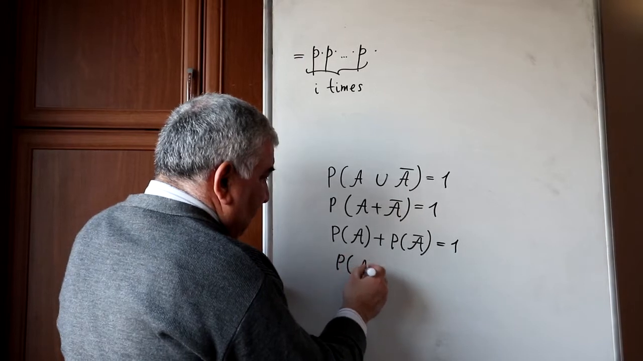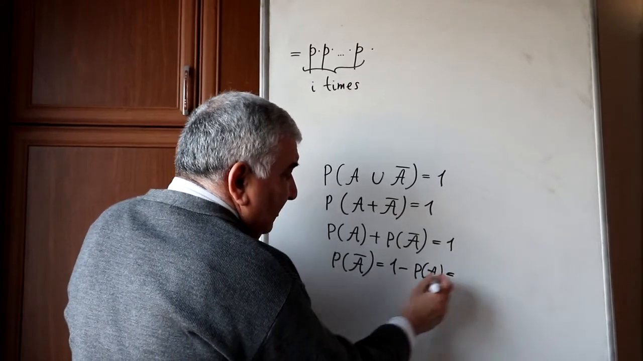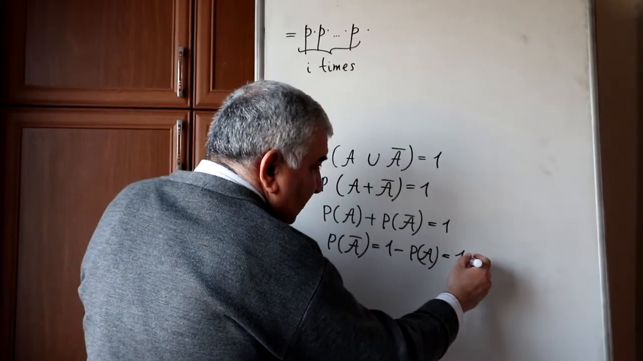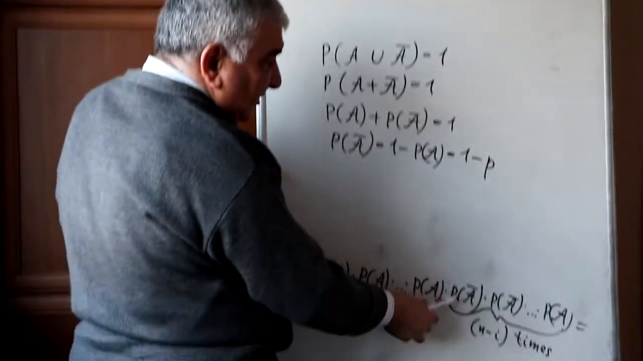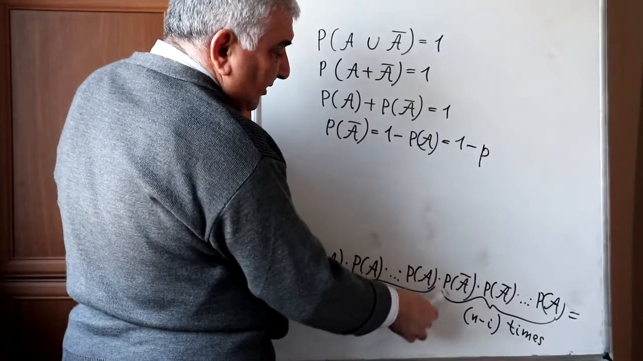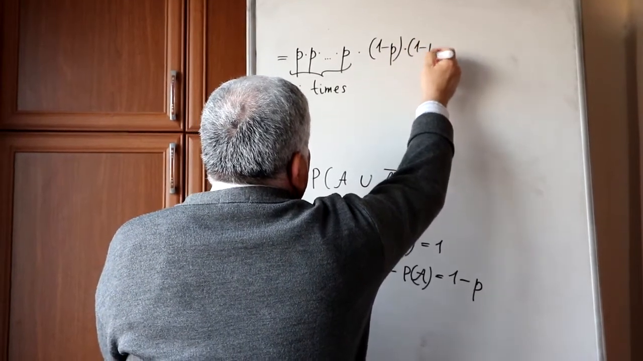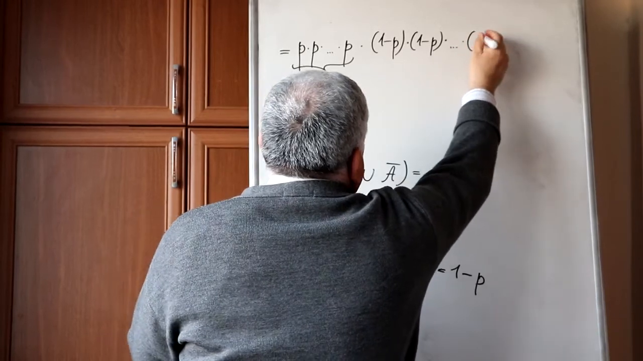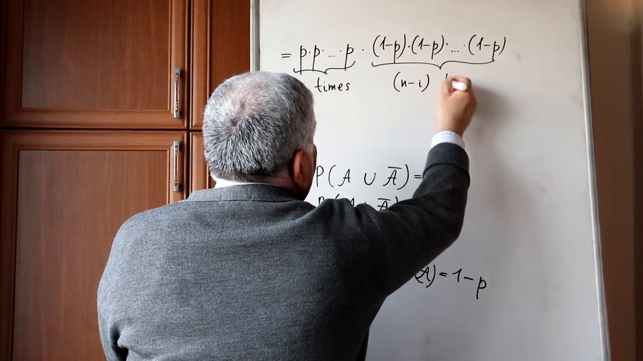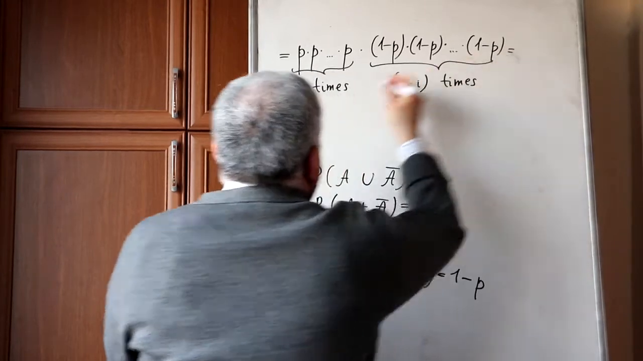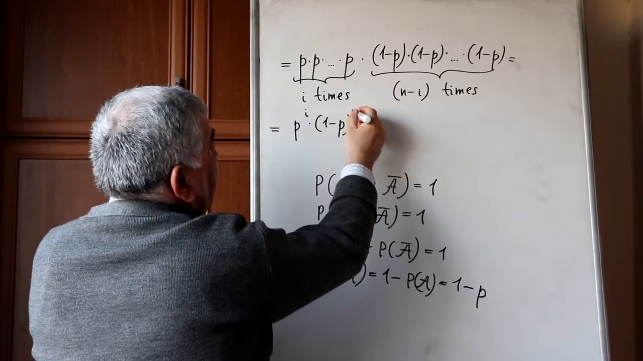And then P of A with the line equals 1 minus P of A. P of A is p little according to our notation, minus p. Therefore, P of A with line is 1 minus p. Therefore, we can write 1 minus p instead of P of A with the line. Multiplied by 1 minus p, multiplied by 1 minus p, etc., n minus i times, equals p to i multiplied by 1 minus p to n minus i.